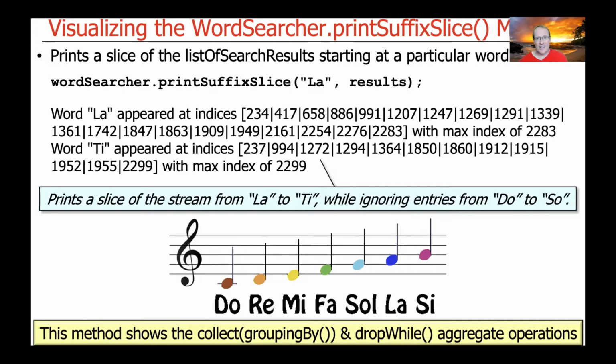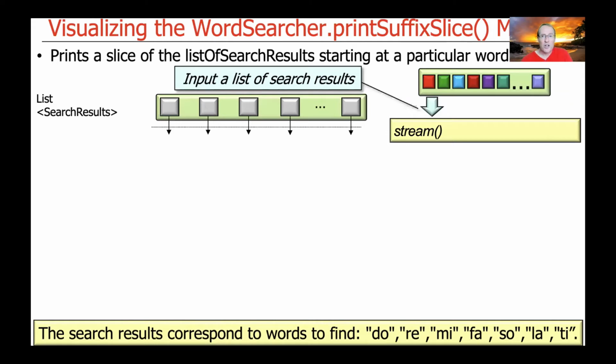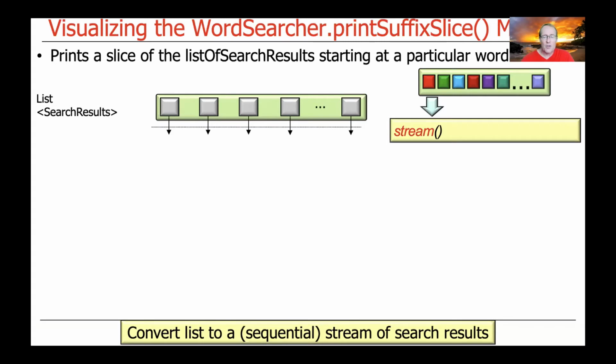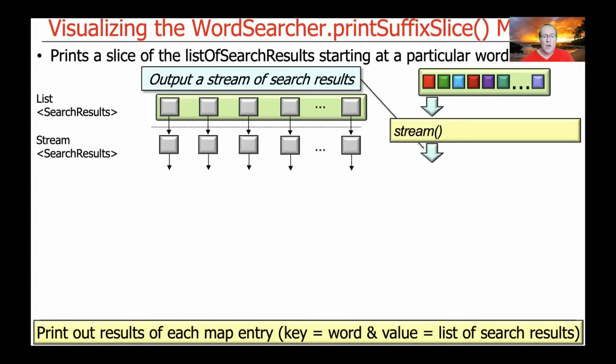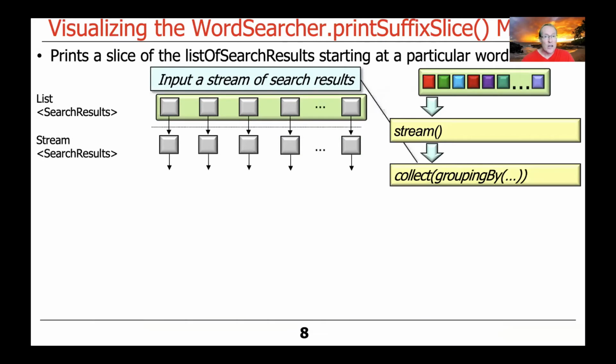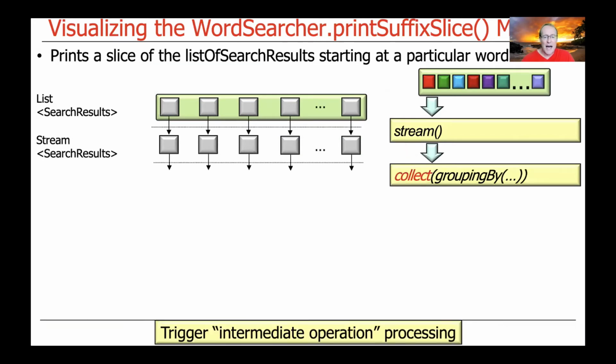This will illustrate collect and grouping by again in much the same way we did before. And it'll also give us a chance to introduce the dropWhile aggregate operation. So here's how it works visually. We have a list of search results as the input, which contain all the search results for everything from do, re, mi up to ti. We convert that to a stream. We then go ahead and have a stream of search results. We collect those together into a map.